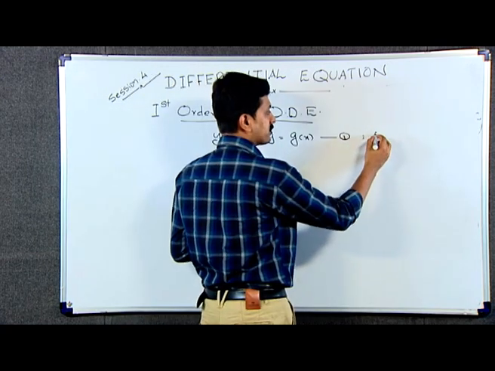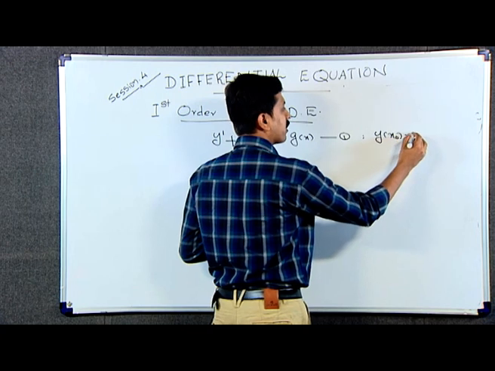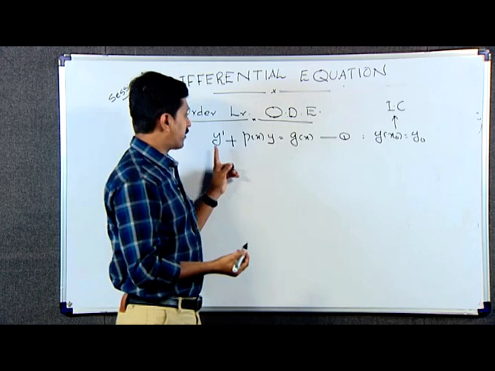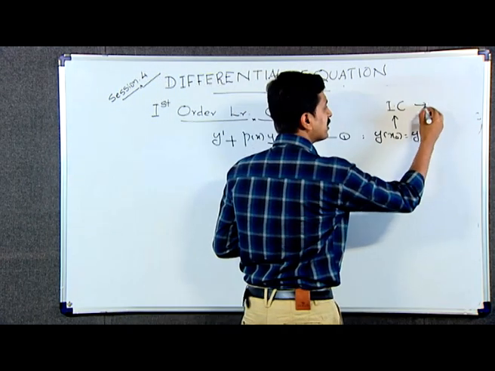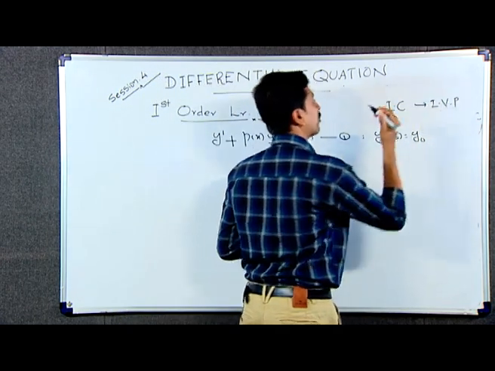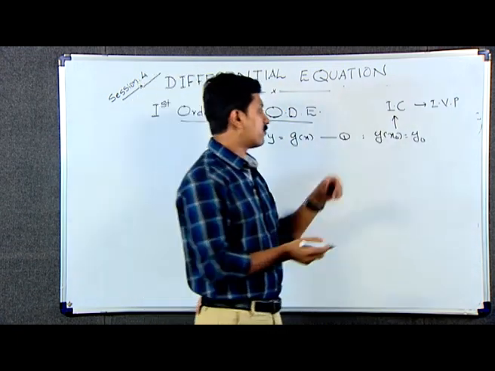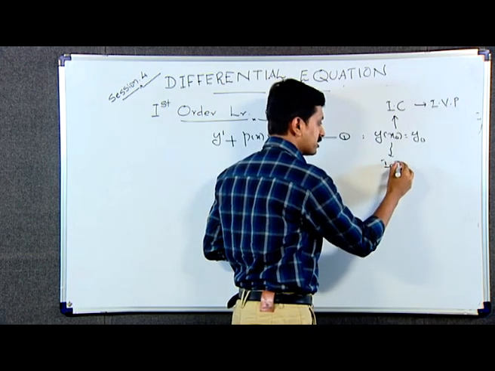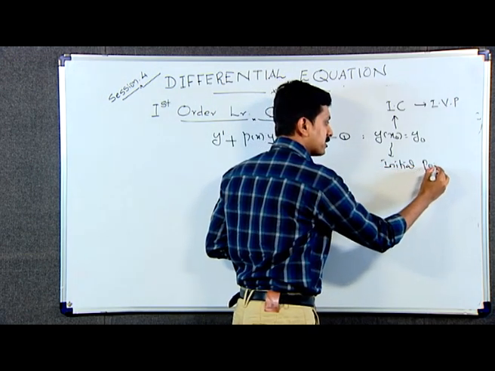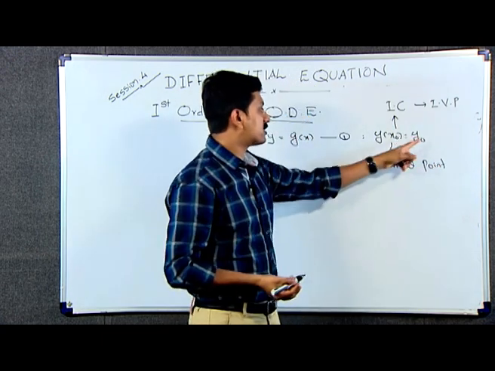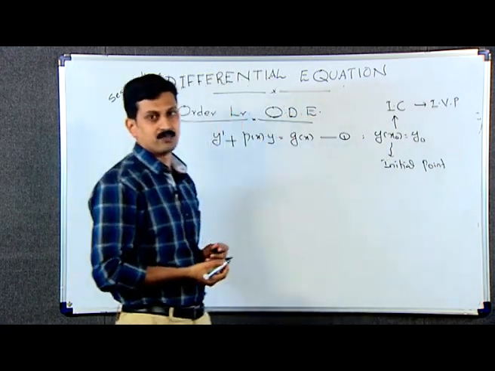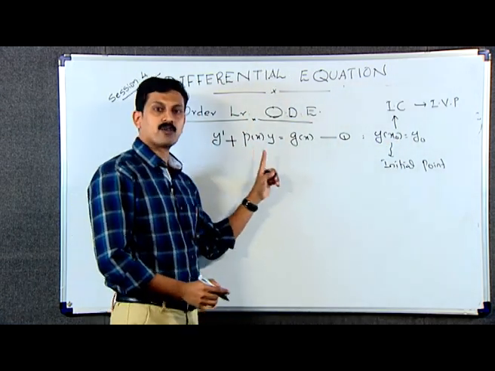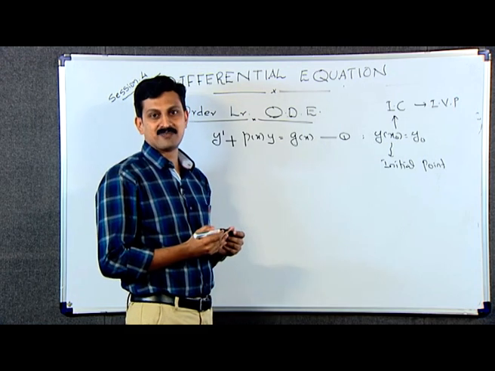If it involves y(x0) = y0, this is what is called the initial condition. A differential equation with the initial condition is called an initial value problem. In the case of an initial value problem, the point x0 is called the initial point, and y0 is the value of the function at that initial point. While applying this in the general solution, we can find a particular value for the arbitrary constant c.